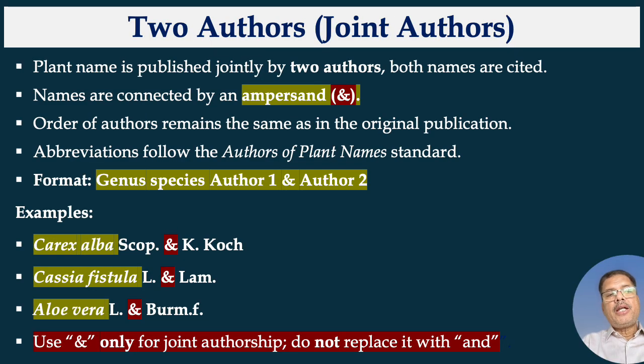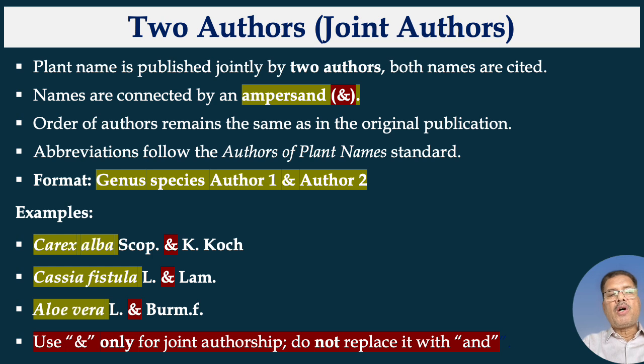When a plant name is jointly published by two authors, both contributors are cited together to reflect shared authorship. Their names appear in the same order as in the original publication, connected by an ampersand, which is the only symbol permitted for indicating joint authorship, never replaced with the word "and". The abbreviations used for these authors follow the standard conventions outlined in Authors of Plant Names.